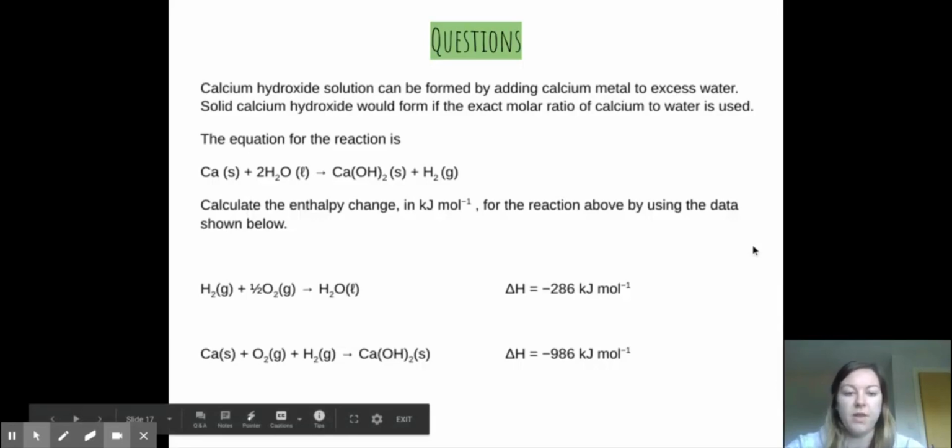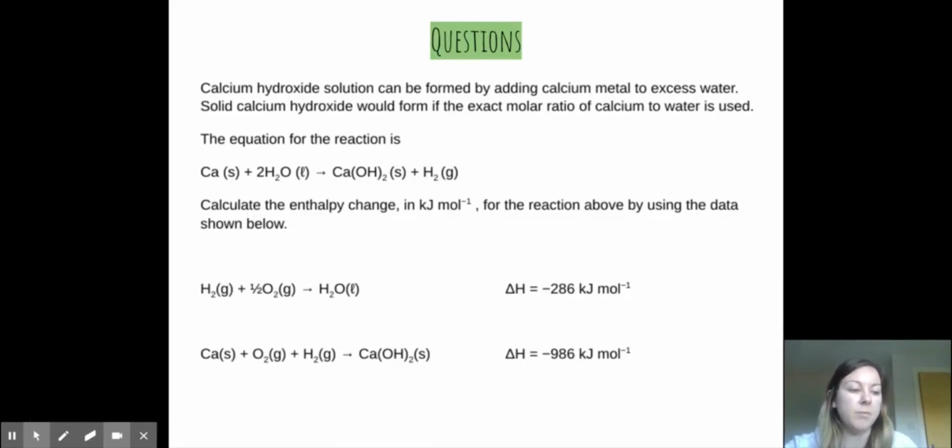So let's start with the first one. Again, if you are using paper here, you're going to probably want to write out a lot more of the steps than I am going to, but we can check our working at the end. So, calcium hydroxide solution can be formed by adding calcium metal to excess water. Solid calcium hydroxide would form if the exact molar ratio of calcium to water is used. So we've got an equation for the reaction here, and it's asking us to calculate the enthalpy change in kilojoules per mole for the reaction above by using the data shown below.